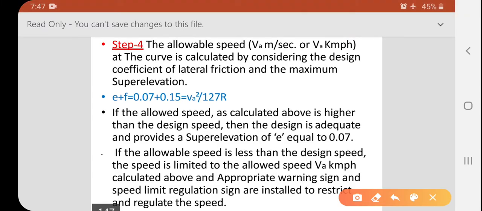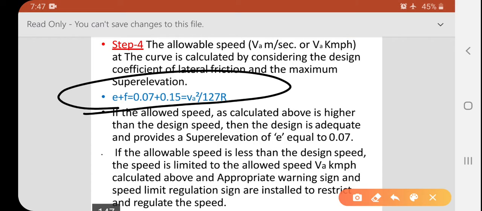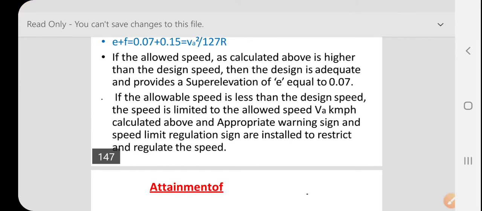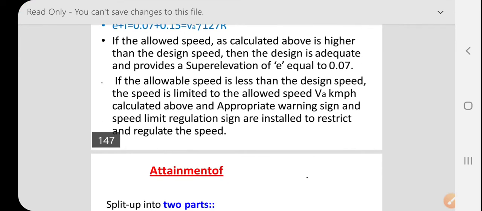If you are considering the frictional coefficient resistance, e plus f is equal to 0.07 plus 0.15, that whole is equal to v squared divided by 127 into r. That is, if the allowable speed calculated is higher than the design speed, then the design is adequate, providing a super elevation e is equal to 0.07. If the allowable speed is less than the design speed, the speed is limited to the allowable speed.